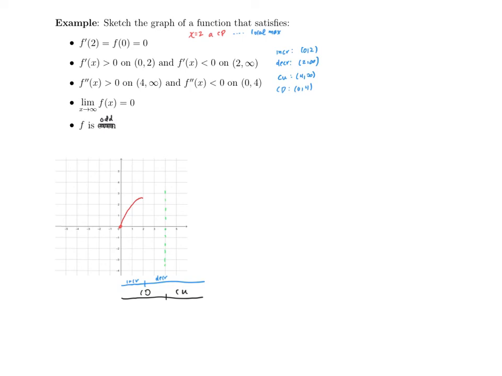Then we begin decreasing, and we remain concave down until right at this dashed line, we switch to concave up, and we approach that horizontal asymptote of y equals 0. And as usual, we're not shooting for perfection, but we just want to get that key information in the graph.